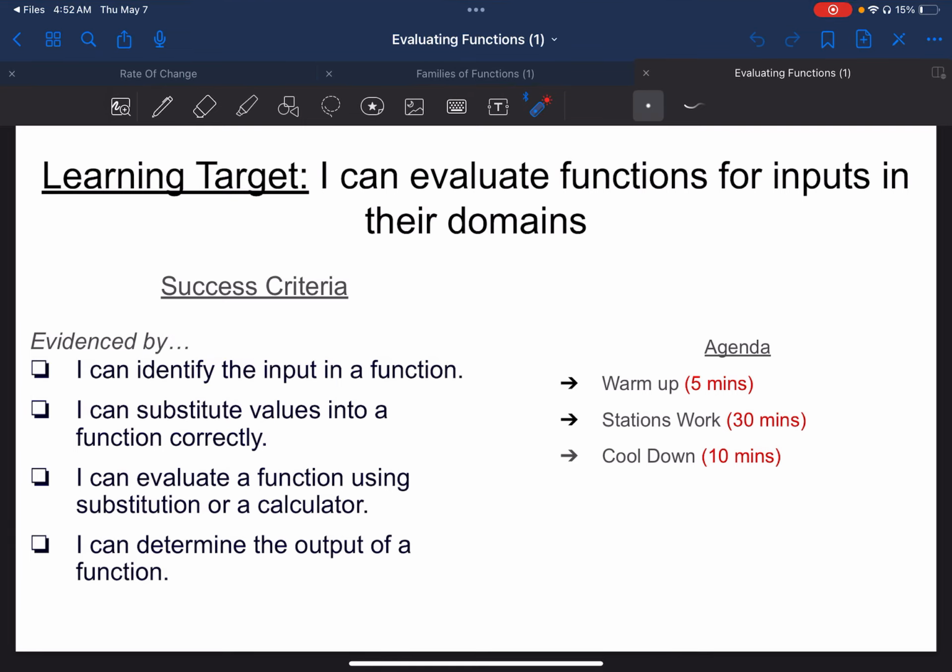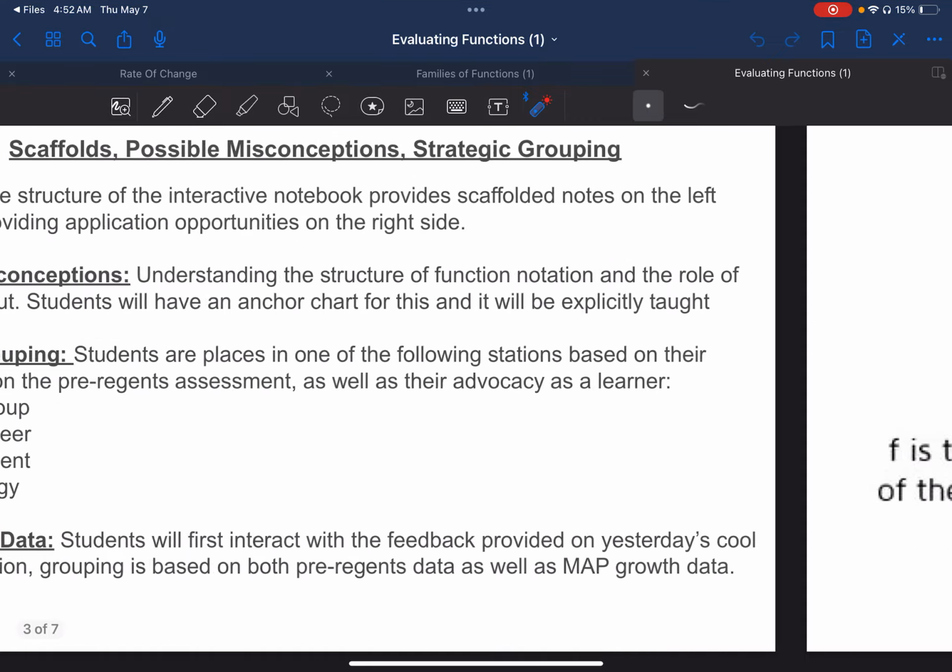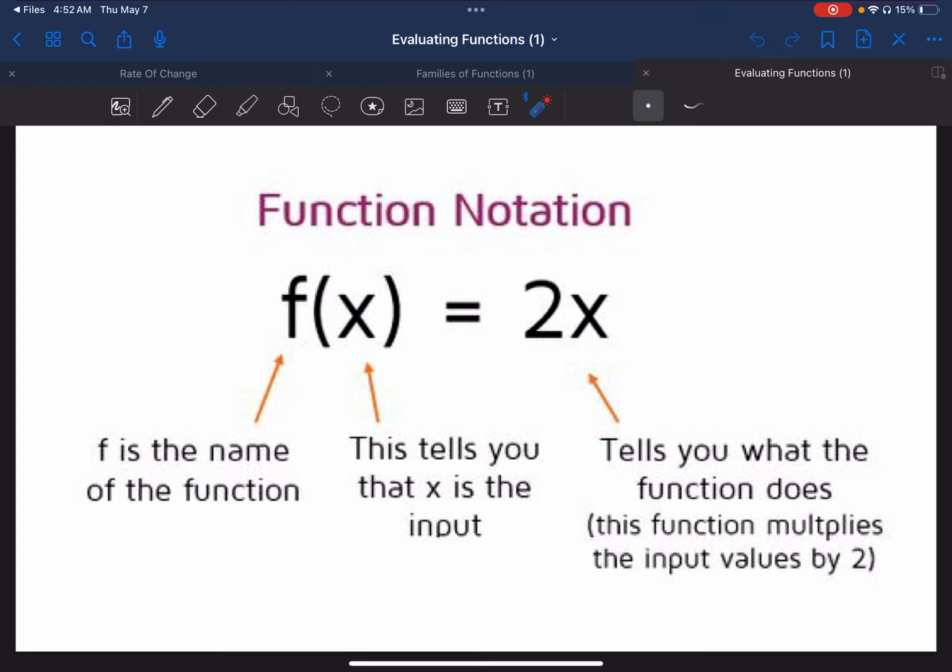Everyone. So today we're gonna go over how to evaluate functions. Before we do that, let's just talk about function notation, just so that we remind ourselves about the structure of a function. So in function notation, on the left side, the letter right in front of the parentheses is the name of the function. So in this case, f is the name of the function. The letter inside of the parentheses, this tells you that x is the input.